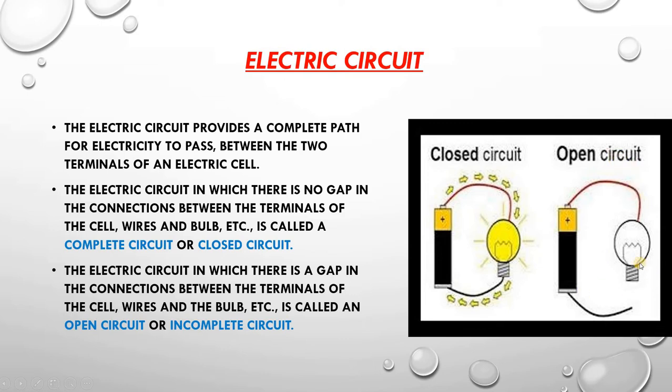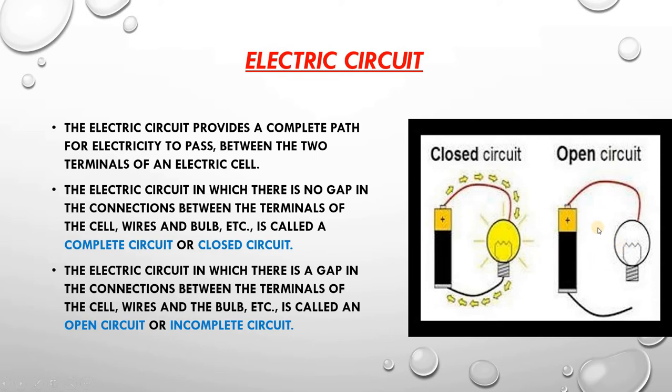So in this type of circuit, the electricity does not flow. Why? Because there is a gap or break in its path. So a bulb will not light up if there is a gap in the circuit. If the circuit is broken or open, the bulb will not light up, as there is a hindrance in the flow of electricity. The electricity is not reaching the bulb. That is why it will not glow. So in this figure, the open circuit is being shown.